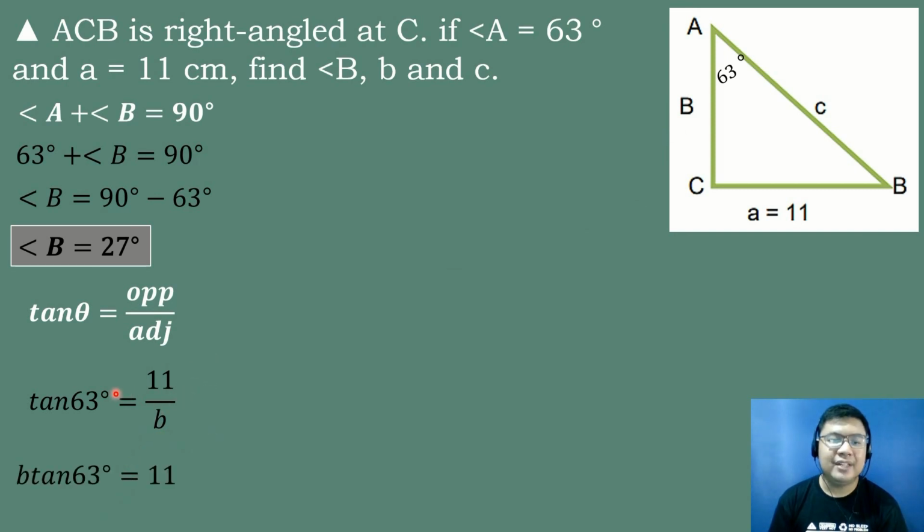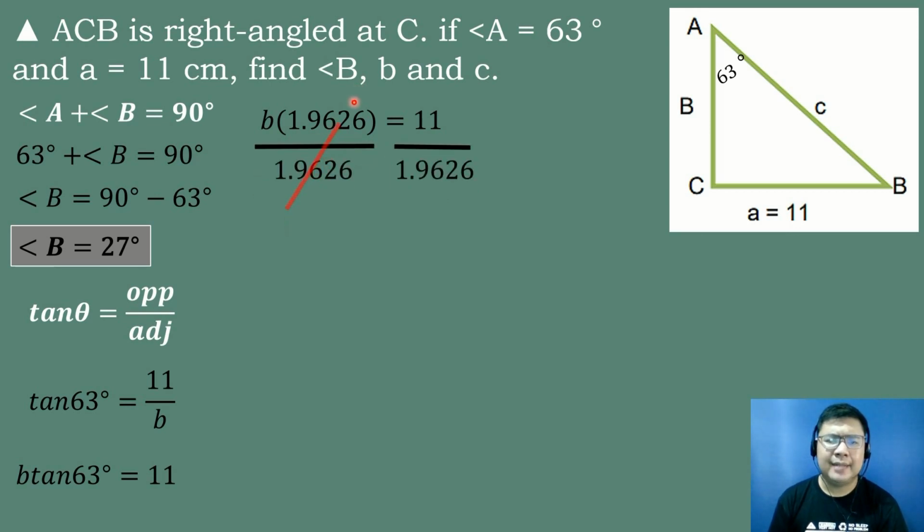So we will simplify, just cross multiply. So tan 63 times b is equal to b tan 63 equals 11 times 1 is equal to 11. And then let's compute for the value of tan 63, which is equal to 1.9626 times b equals 11. Then let's divide both sides by 1.9626 to get the value of b. This will be cancelled out. So b is equal to 11 divided by 1.9626 is equal to 5.6 centimeter. So the measure of side B is equal to 5.6 centimeter.